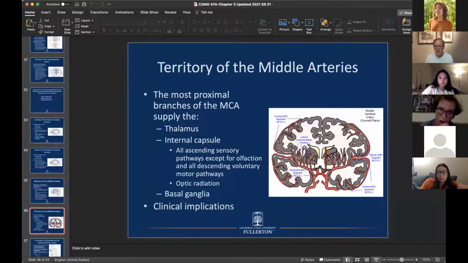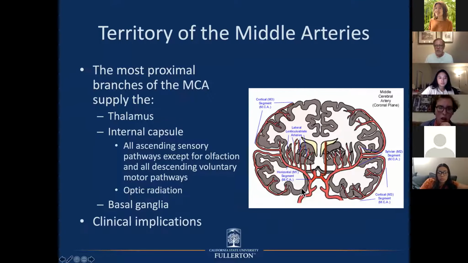Let me share a screen on that, because with subgroup, that slide did come up, and here it is. This is the diagram that most clearly shows the lenticulostriate arteries branching off the base of the middle cerebral artery. Is that okay? Grace, do you think that's what you're referring to? Yeah. And here's the internal capsule right here. Here's the thalamus. Here's the lateral ventricle. Here's the thalamus, internal capsule, basal ganglia.